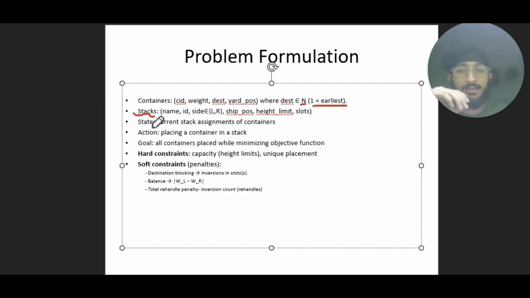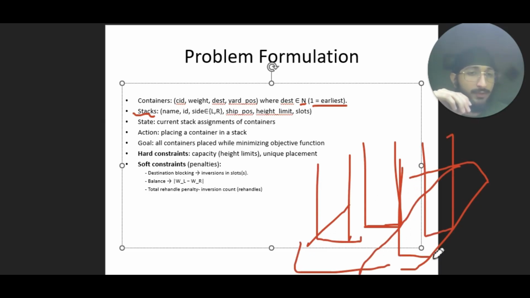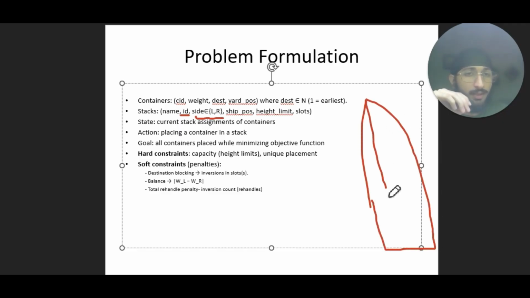Then I have the data class stacks, which is about the stacks present on the ship. So let us say this is the ship. If this is the ship that we have, basically vertical stacks are present on the left and right sides of the ship, in which the containers will go. I have the name of the stack, the ID of the stack for its unique identification, and the side at which it is present. For this ship, it has been divided into left and right portions. This is the left portion, and this is the right portion.